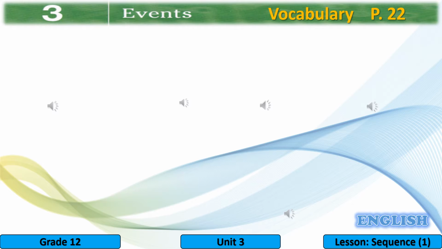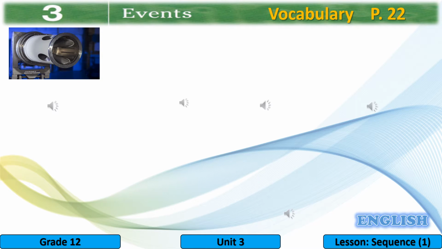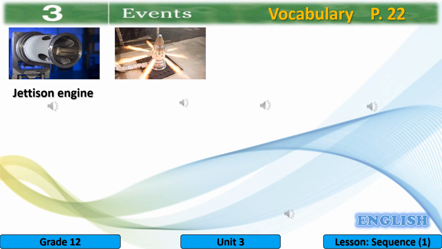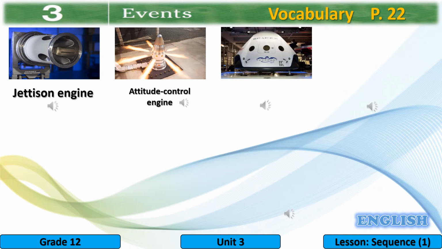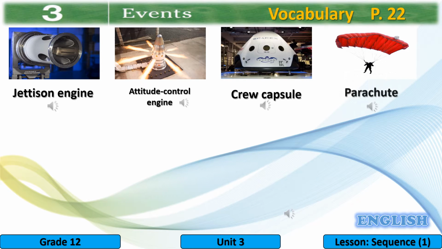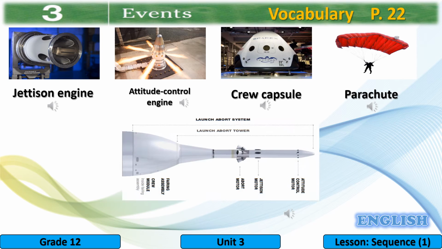Dear students, I want you now to go to your course books, page 22, and have a look at the following vocabulary. The first one, Jettison engine. Next, Attitude control engine. Next, Crew capsule. Number 4, Parachute. And the last one, Launch abort system.